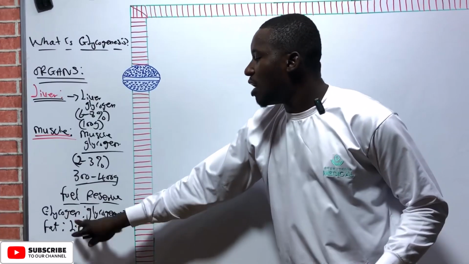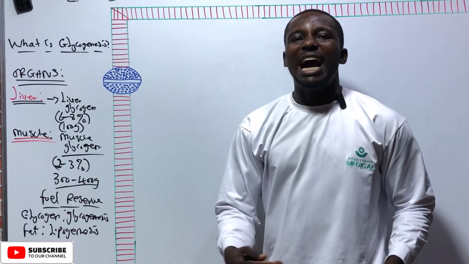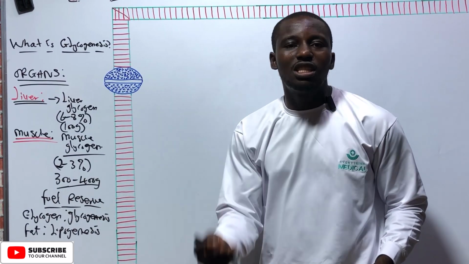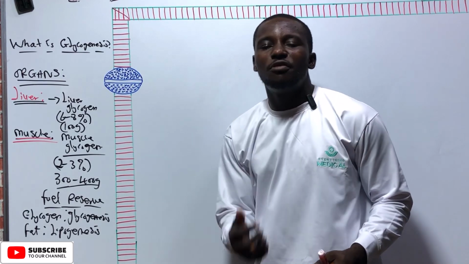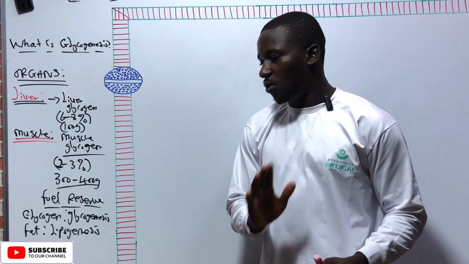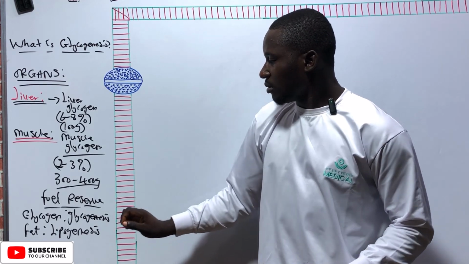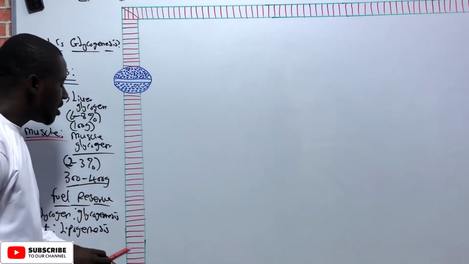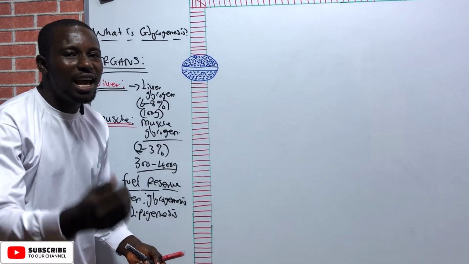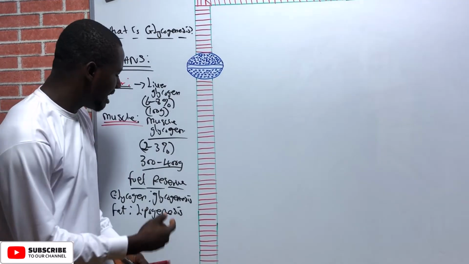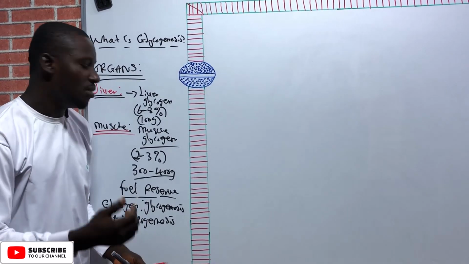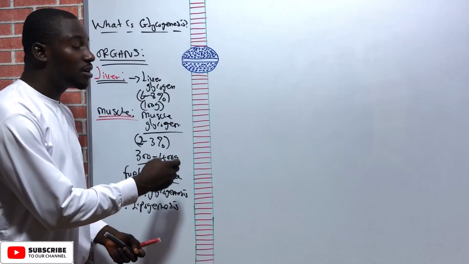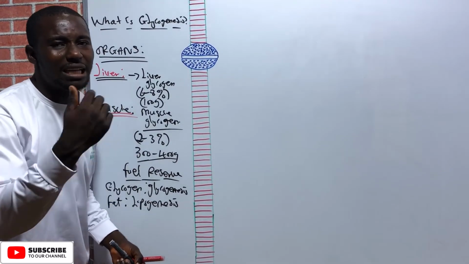These two fuel reserves work when you are hungry, that is the starvation state or fasting state, so that it will meet up with the energy requirement for tissue respiration. That is how they work. But then, as you can see here, the body prefers the energy from glycogen compared to the energy from fat. Why? Because the energy from glycogen is easily mobilized.